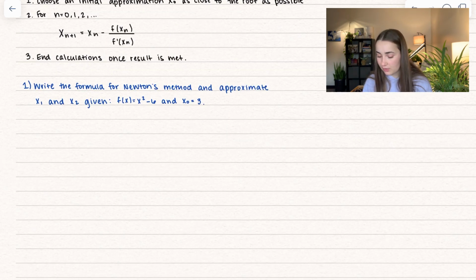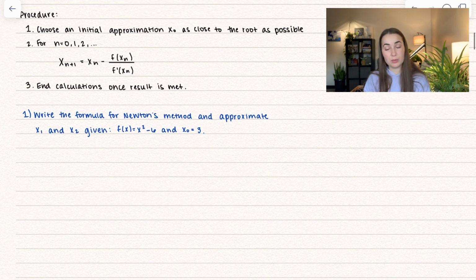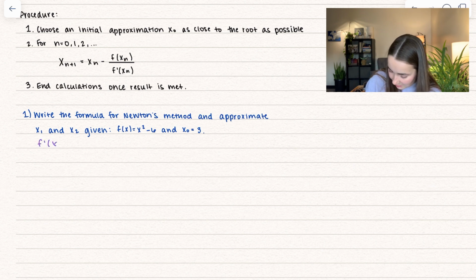So first, we're going to write the formula for Newton's method, and we're going to approximate x1 and x2 given our function and the corresponding x naught, x0. So let's go ahead and do this. First, we're going to be using the derivative, which we can see in the formula right there. So let's go ahead and find that derivative. f prime of x is going to be equal to 2x.